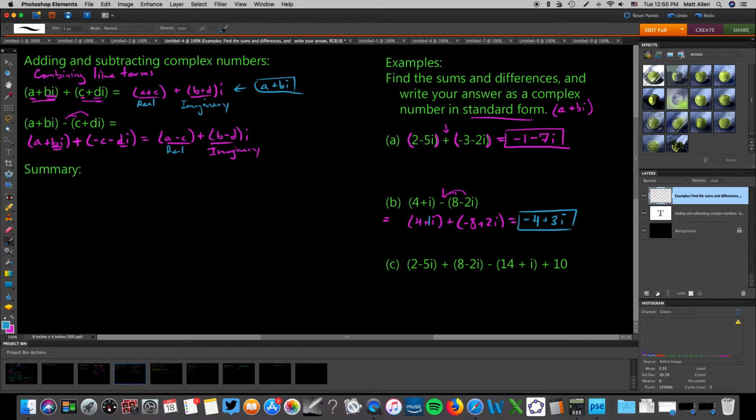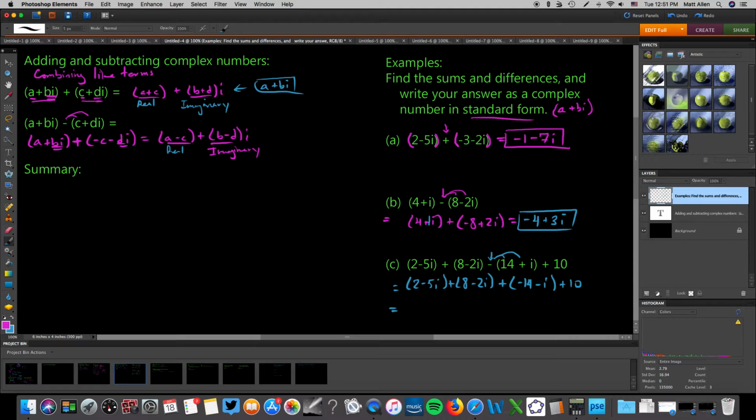Now, every once in a while, you take several complex numbers, like this one here, this one here, this one here, and this one's technically not written in standard form. I could say 10 plus 0i, but I'll tell you, it's really not a necessity. It becomes a similar thing. We're just going to combine like terms. The only thing I would suggest is that we follow the order of operations, that is, work left to right, and at the same time, if you see any negatives in front of complex numbers, let's distribute it and rewrite this completely as a sum. So in this case, I would have 2 minus 5i plus 8 minus 2i, but then I would have plus a negative 14 and a negative i, and this is all plus 10.